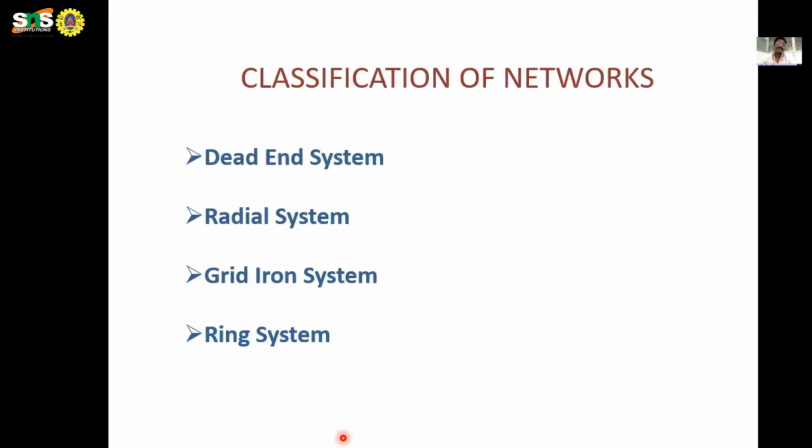We can have the dead end system, radial system, grid iron system, and ring system. These are the 4 methods of networking the pipes in a city. Each method has its own advantages and disadvantages. To select a particular method, we need some technical guidelines, we need the pattern, and we need the topology of the particular place or the city where we are going to go for the water supply.